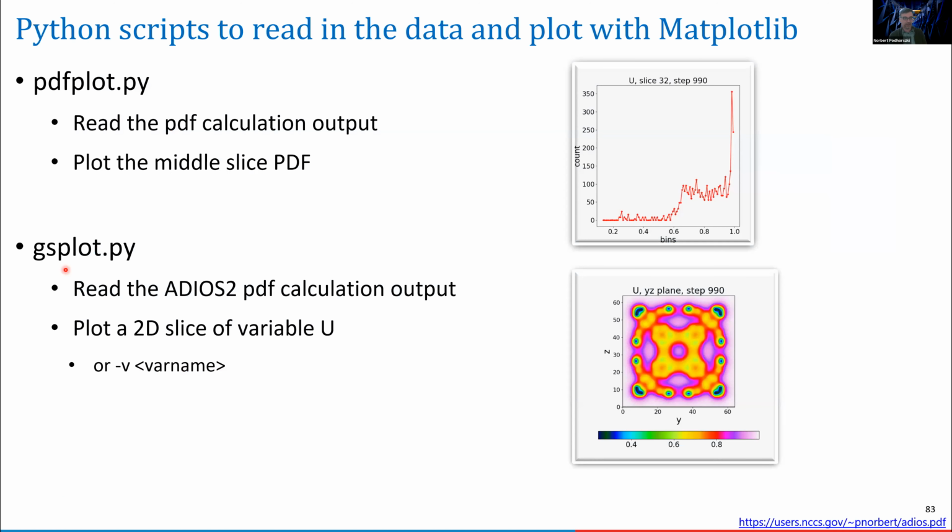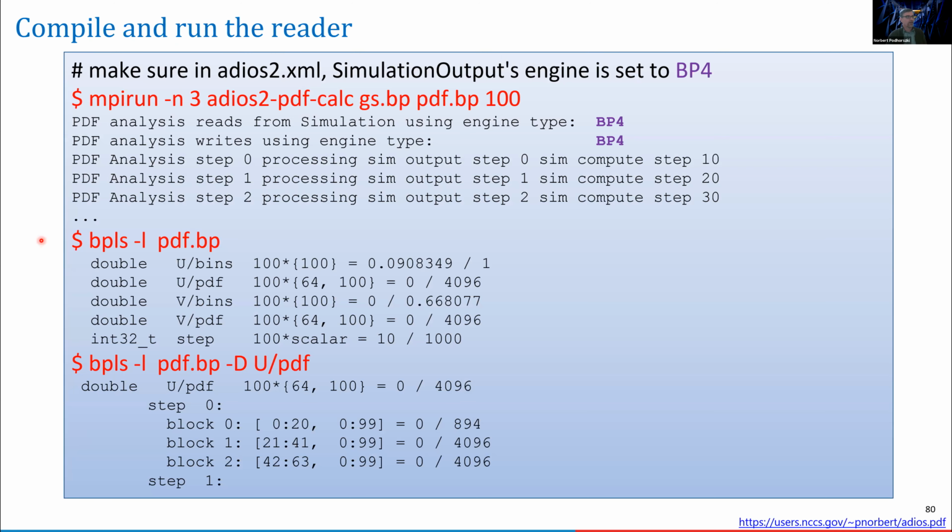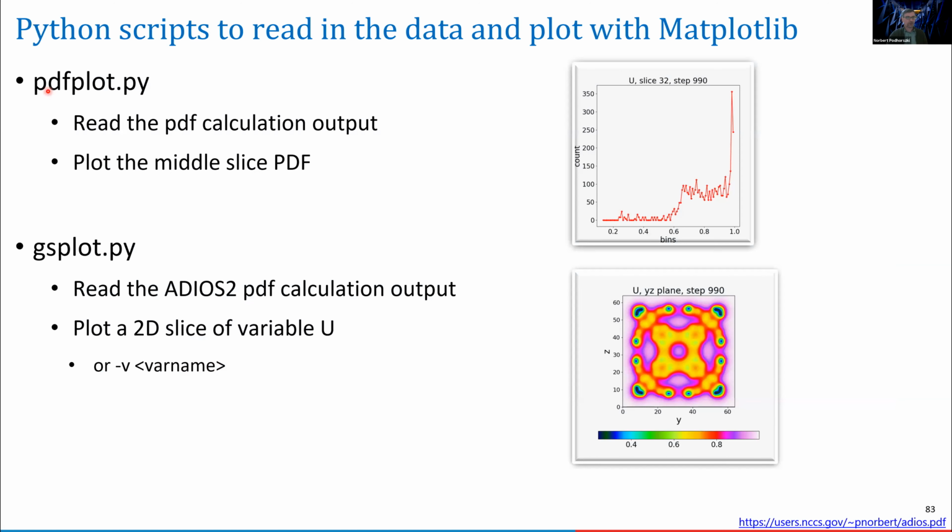And then the next step in the application is that you run the analysis code. This will read in the gs.bp file, and then it produces another one, and will create PDF calculations on every single 2D slice of the 3D array. Then you can use the PDF plot Python script to create these 1D plots on the different slices. Or you can run gsplot on the gs.bp file or gs.h5 file and create these 2D plots.